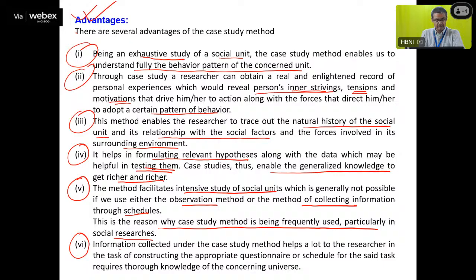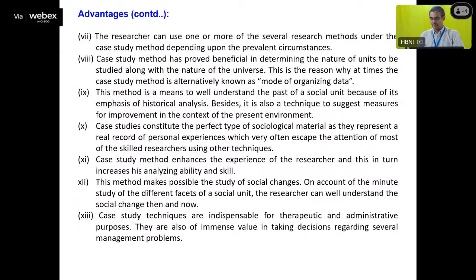And lastly, the information collected under the case study method helps the researcher a lot in the task of constructing the appropriate questionnaire schedule, for the said task requires thorough knowledge of the concerned universe. Okay, this is a generalized statement. What are the other advantages? The researcher can use one or more of the several research methods under the case study method depending upon the prevalent circumstance.